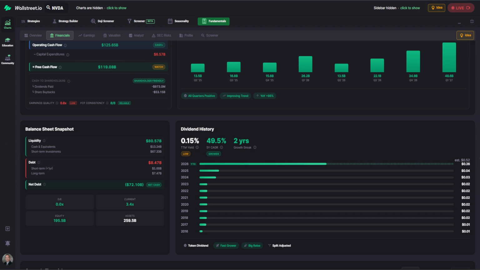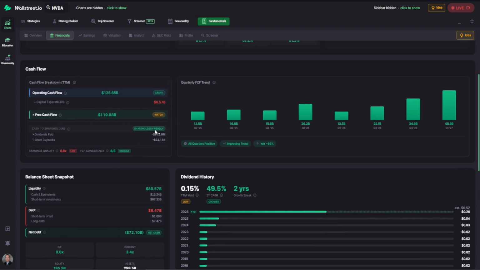Now think about this. Is the dividend healthy? Do they have the money to keep this going? Is it sustainable? Boom, right there, shareholder friendly. That's all you need to know. What it's telling you is here's how much money they have in operating cash flow. Here's their CapEx, which equals that after CapEx. Do they have enough money on that 119 billion to pay their dividends of 973 million?